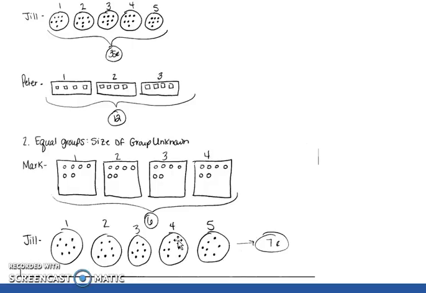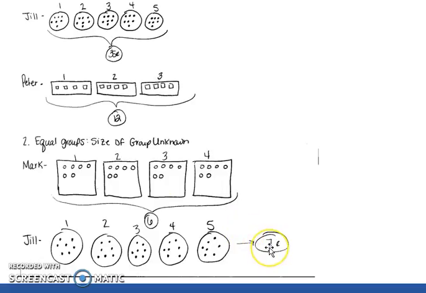The next one was equal groups, size of group unknown, and the first problem was Mark has 24 apples. He wants to share them equally among his 4 friends. How many apples did each receive? So I drew 4 boxes representing the 4 friends, and then I did little circles and I added 1 to each box until I got to 24, and I saw that it was an equal amount in each one, which was 6. So each friend gets 6 apples.